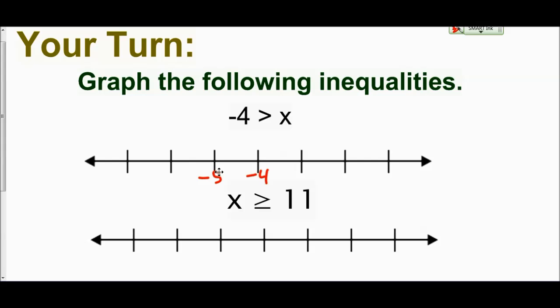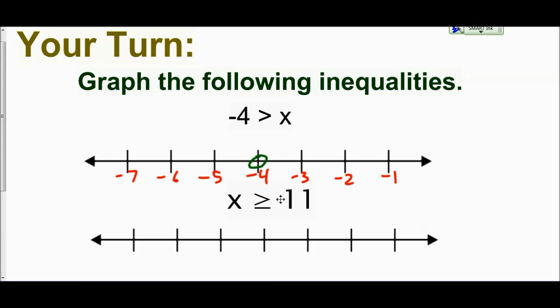So -5, -6, -7, -3, -2, -1. And one thing to remember when you're labeling a negative number line is that even though it looks weird, -3 is actually bigger than -4, and so on and so forth. So make sure your number line is labeled correctly. Well, first step, I'm going to check and see, is this an open or closed circle? Well, I'm missing my equal bar, so I know it's going to be an open circle.